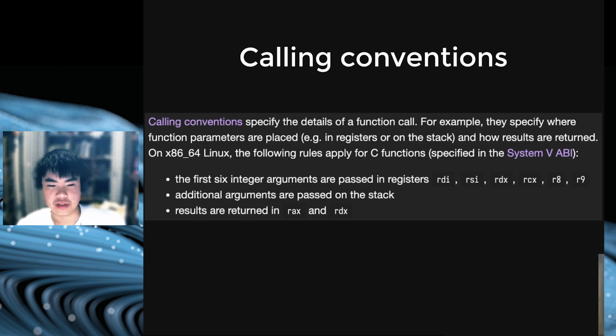So all we need to know is that on most x86 systems, the following rules apply for C functions. The first 6 integer arguments are usually passed in RDI, RSI, RDX, and so on. Additional ones are passed on the stack. And then the results are going to be returned in RAX and RDX. You don't need to memorize this for now, but it will become important later. Also, knowing what calling convention a function uses, compilers will usually add extra code to the beginning and end of a function and compile the code inside the function accordingly to meet these calling conventions.